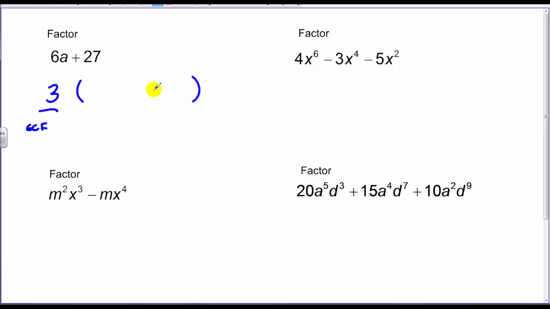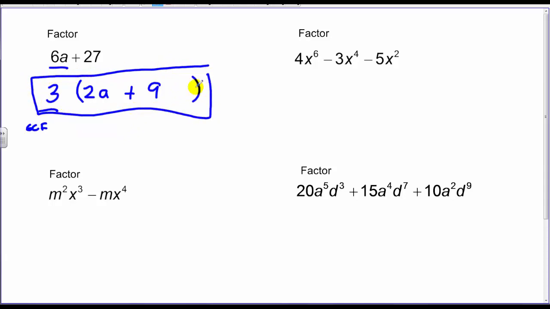Now what I have to do in order to find out what term multiplied by the greatest common factor is going to get me 6a plus 27, I have to say 3 times what is 6a? Well, 3 times 2 is 6, and I need the a term, so I keep that in the problem. Then I'm going to have an addition, and I have to say 3 times what is 27? It's going to be 9. And this is my factored form for 6a plus 27. Let's do the next example.